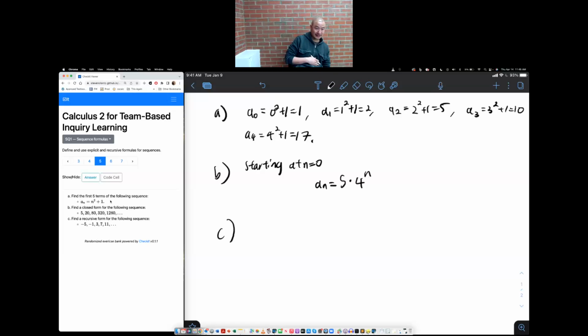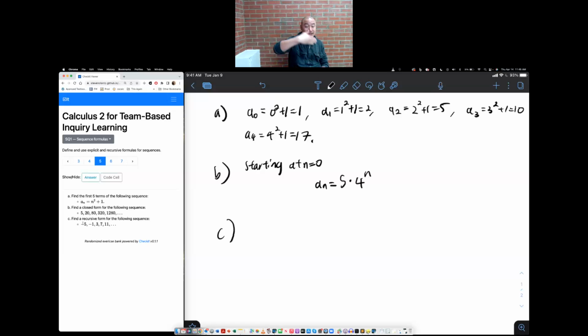For the last of these, I look at the recursive form for the sequence -5, -1, 3, 7, 11. What I notice here is that each term is 4 more than the previous term. -1 is 4 greater than -5. 3 is 4 greater than -1. 7 is 4 greater than 3, and so on.